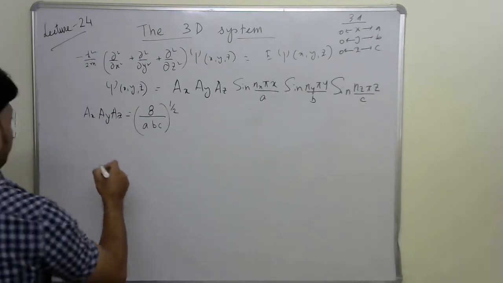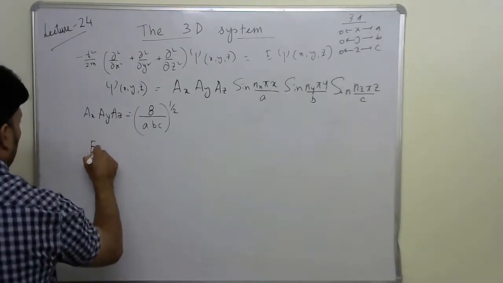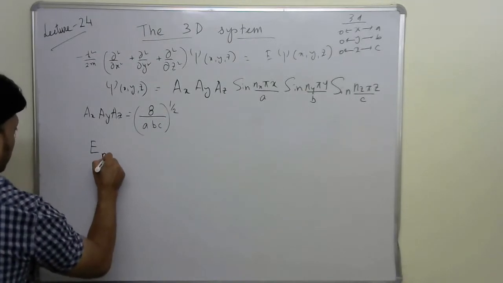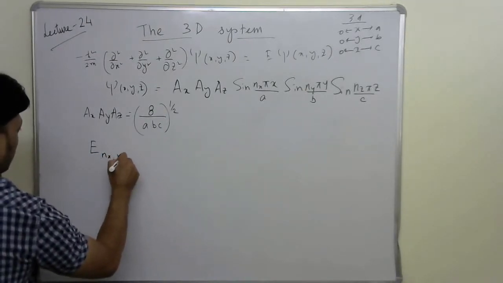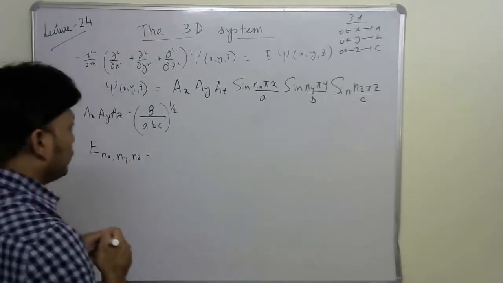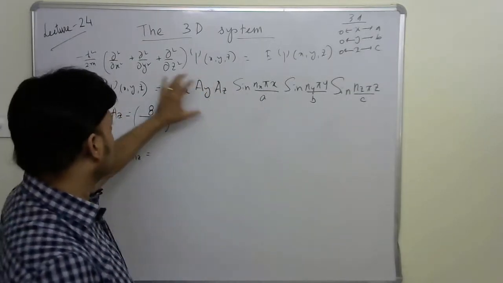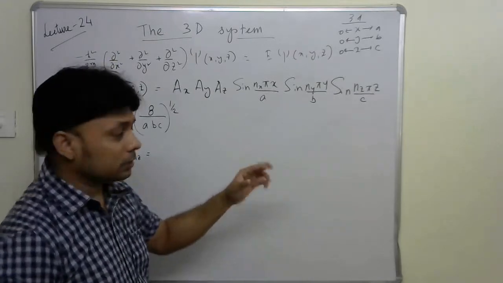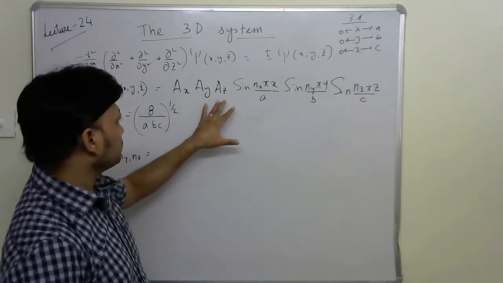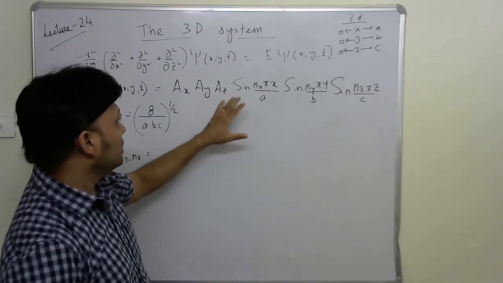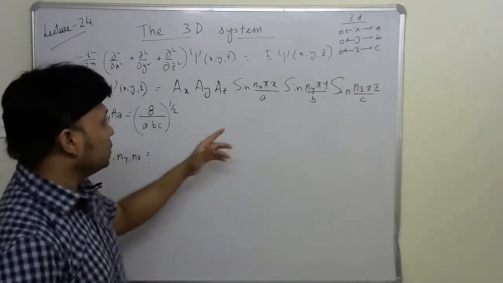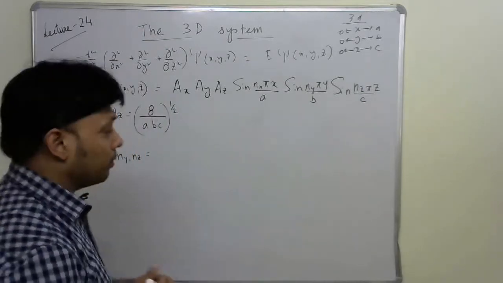And then finally we have to write E. Here E is now a function of nx, ny, and nz. So look, now we have three quantum numbers. Previously, for the one-dimensional box, psi is equal to some constant multiplied by sine n pi x by a, and the overall energy was dependent on n, the quantum number.